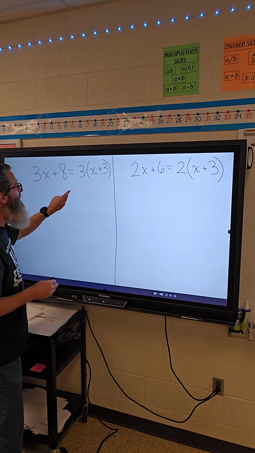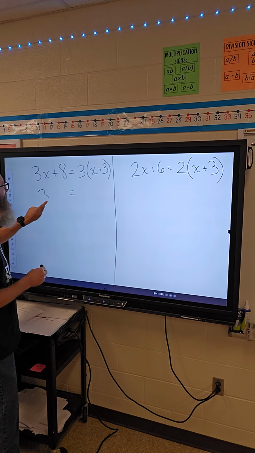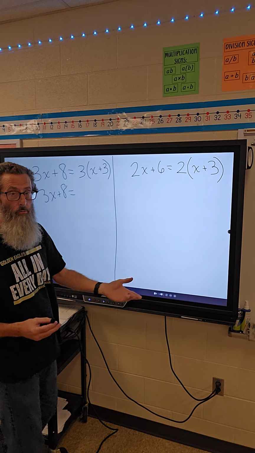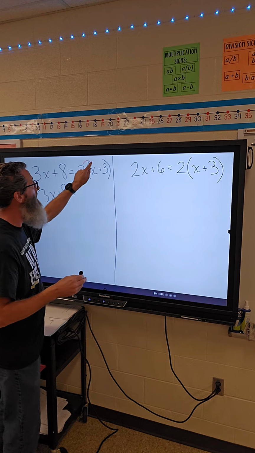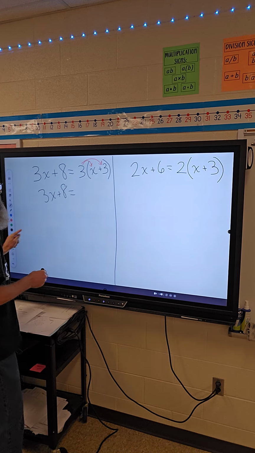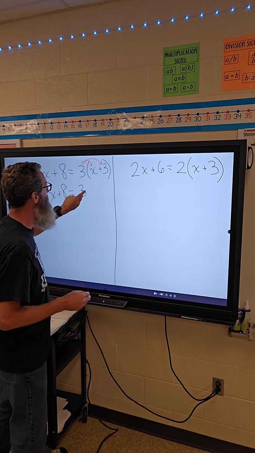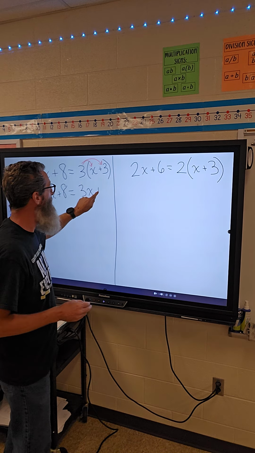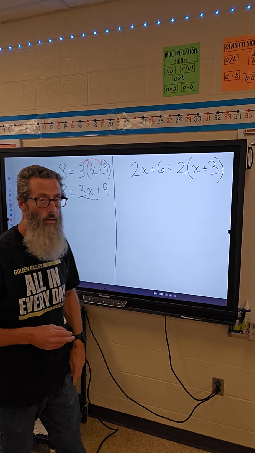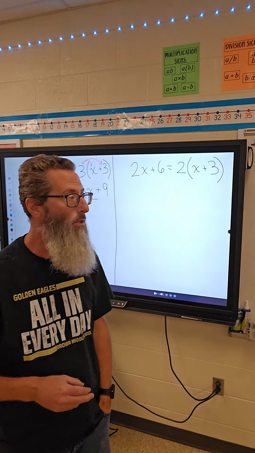My first step that I would do for this equation is the distributive property. 3 times each term in the parentheses. So you end up with 3 times x, which is 3x, and 3 times 3, which is 9. And then that brings up something pretty interesting. I have a 3x on both sides of the equation.